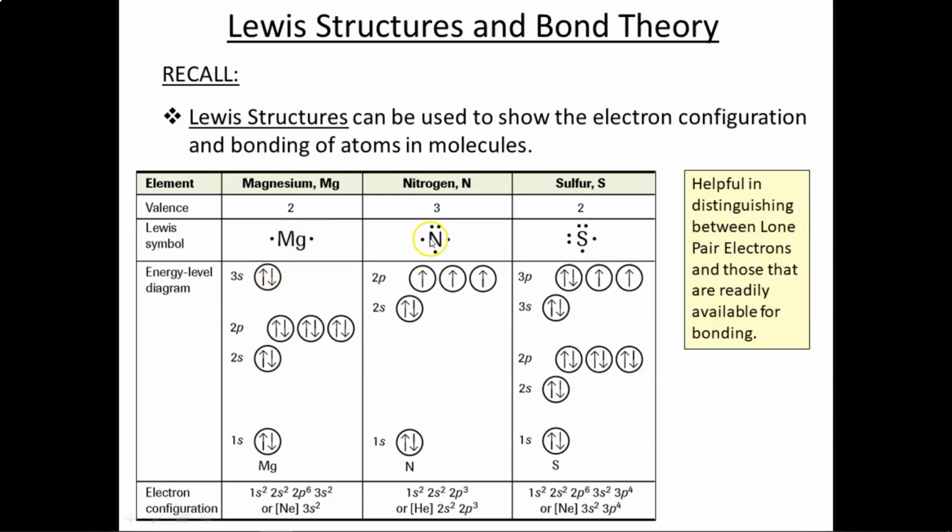All right. Same thing with nitrogen. Nitrogen has 5 valence electrons. Well, here's the second shell, 1, 2, 3, 4, 5 electrons. Sulfur, 6 valence electrons. If you look at the electron configuration, 2, 4, and 6. So by drawing these Lewis structures, it helps us to distinguish between lone pairs and bonding pair electrons. So it tells us which ones are more likely to bond with another atom.